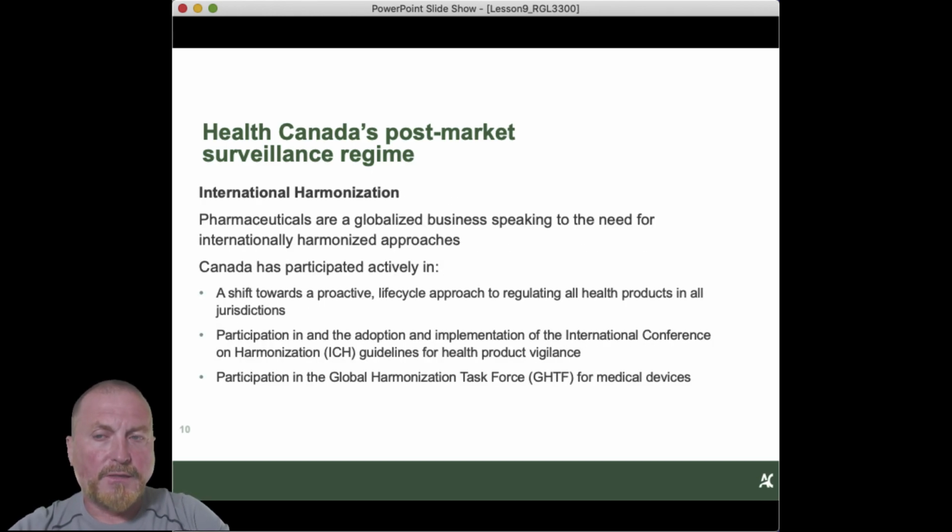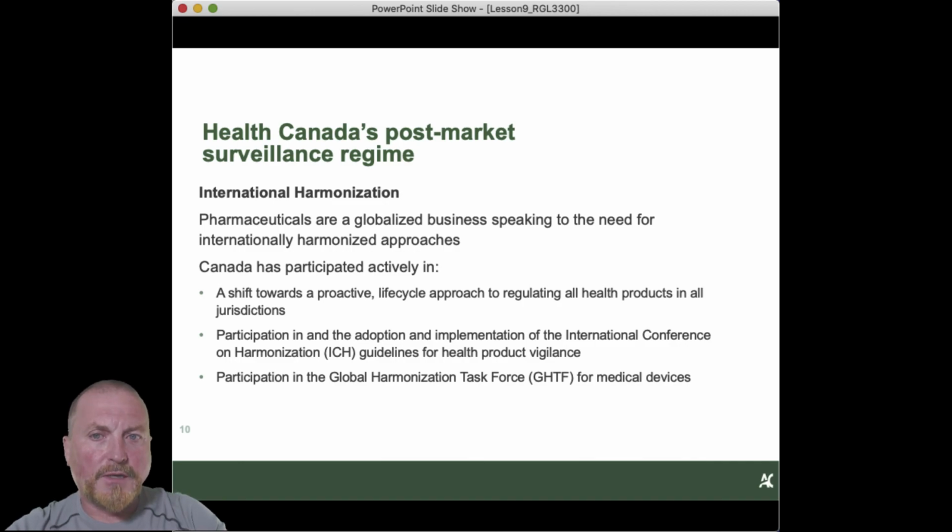I've already discussed international harmonization and bridging of information sharing, because pharmaceuticals are a globalized business, speaking to the need for international harmonization, right? Standardization, mutual recognition, conformity assessment, all of these things become very relevant to pharmaceuticals. And Canada participates very actively, okay, towards a proactive life cycle approach to regulating all health products in all jurisdictions, and that's why I focus on post-market surveillance as being a life cycle concept.